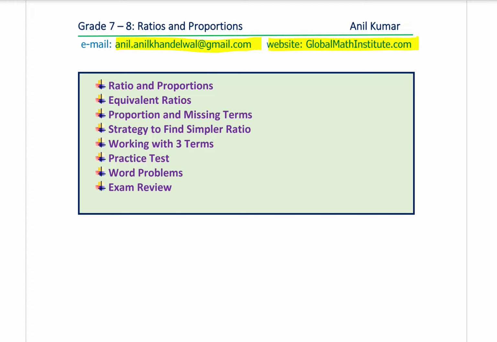In this video, we are going to talk about ratios and proportions, which is good for grade 7 and 8 students. This video will be divided into two parts. In part 1, we'll talk about ratios and proportions, equivalent ratios, proportions and the missing terms, strategy to find simpler ratios, working with three terms, and we'll take up practice test questions. We'll touch upon the word problems. In part 2, we'll extensively work on word problems and exam review.